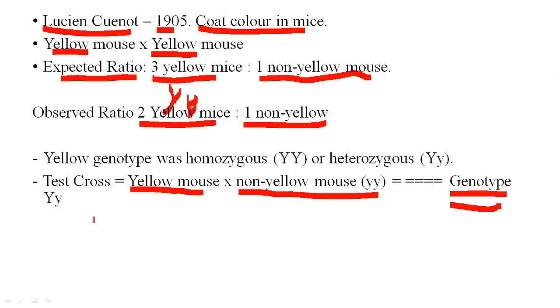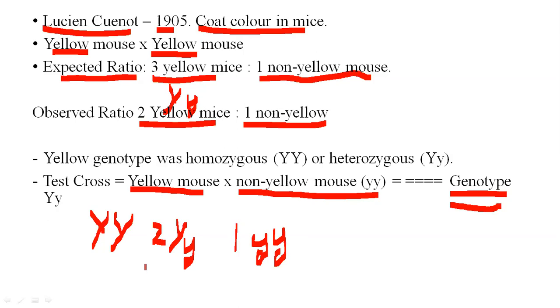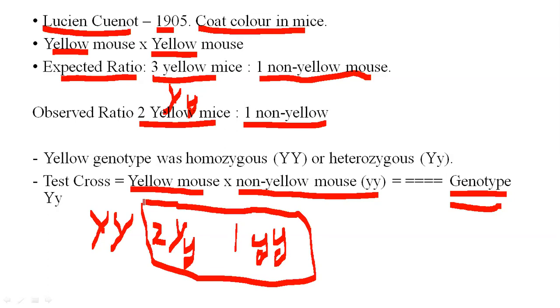So what is the general genotype? One should be capital Y capital Y, 2 should be capital Y and small y, and 1 should be small y small y. He found the two ratios, capital Y small y and small y small y, but he did not find the capital Y capital Y. So where did it go?